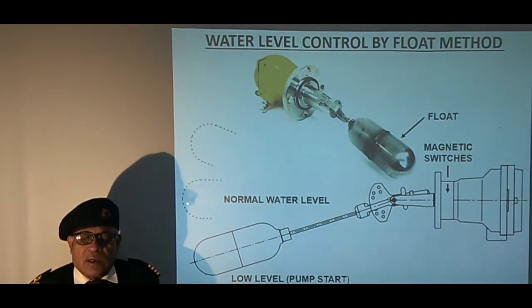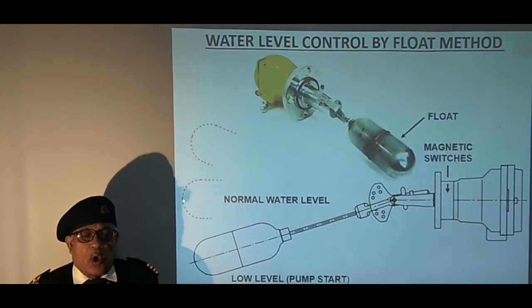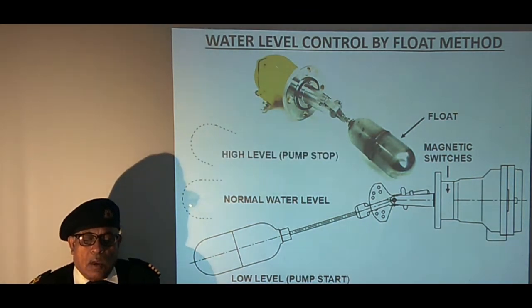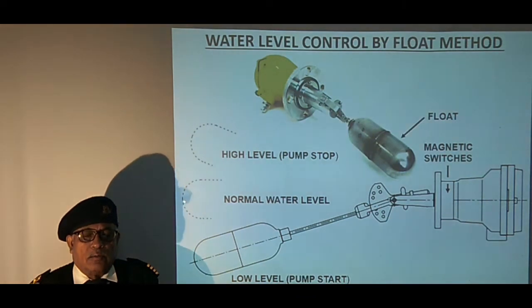When the water is at the lower level, as shown in the sketch, the electric motor start switch is closed and the pump starts to fill up the water in the boiler. When water reaches the high level, as shown in the sketch, the pump stop switch closes and the start switch is opened.